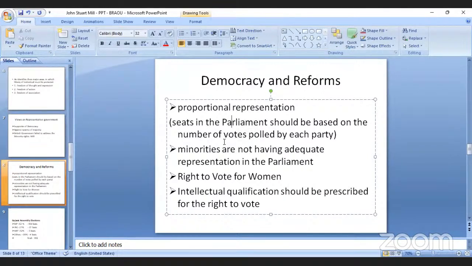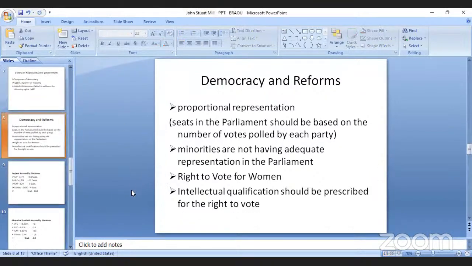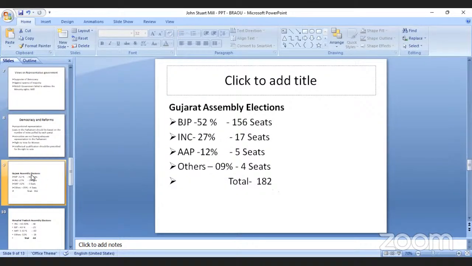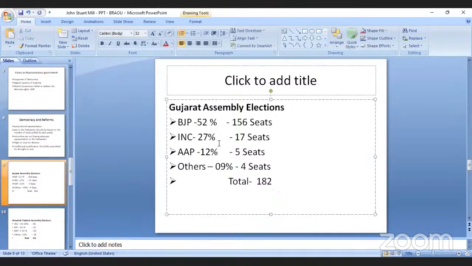To understand proportional representation government, we'll see some examples from the recently held elections in our India. Recently, the Gujarat Assembly election was done very successfully, as well as Himachal Pradesh.